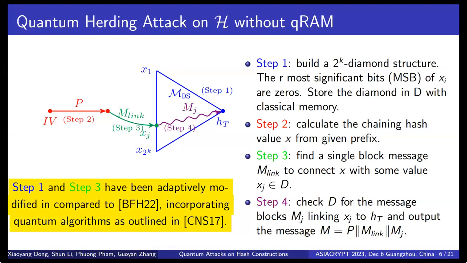Step one and step three have been adaptively modified compared to the paper of Asiacrypt 2022, incorporating quantum algorithms, especially the quantum collision finding algorithm, as outlined in the Asiacrypt 2017 paper. The quantum collision finding algorithm is modified to eliminate the necessity of quantum random access memory.